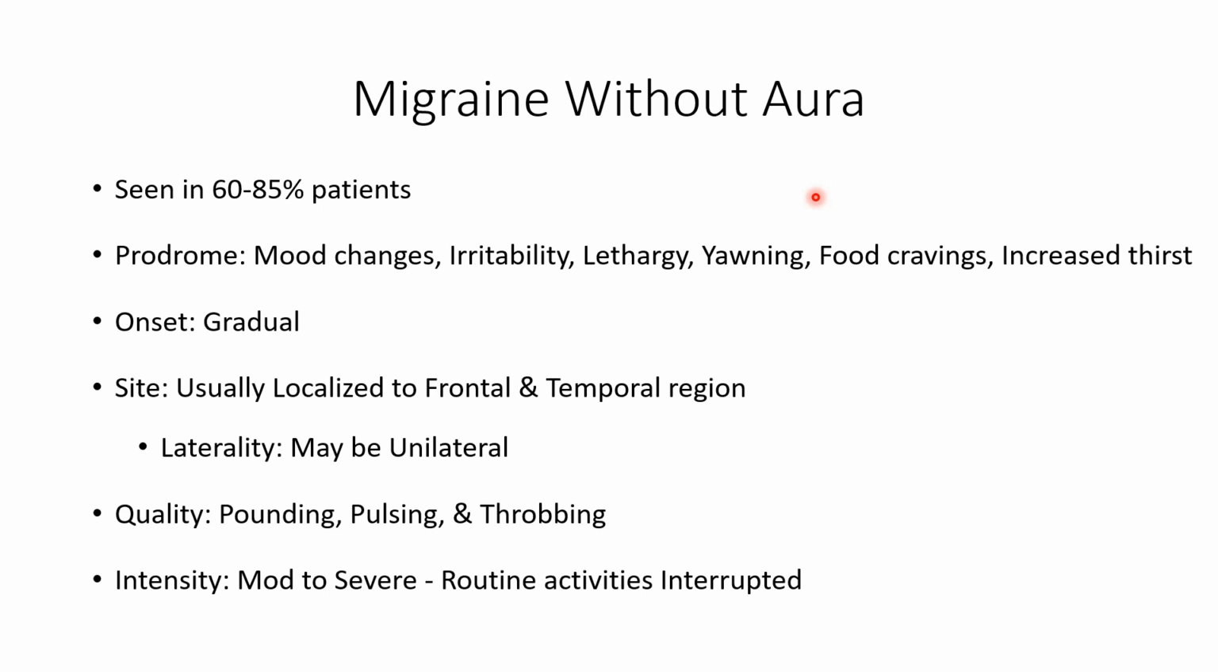It may be unilateral, it may be bilateral. So it is not very specific or a necessity in diagnosis that it has to be unilateral. Migraine can be bilateral also. So it is a pounding, pulsing, or a throbbing type of headache which has a moderate to severe intensity. That is, it interrupts the routine activities of the child.